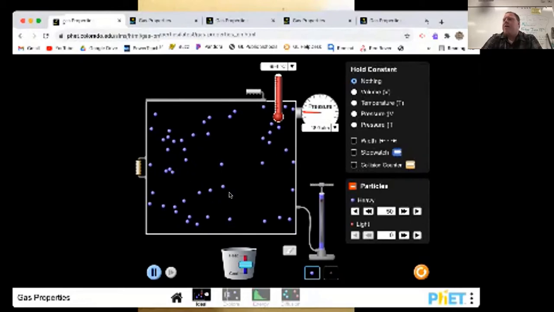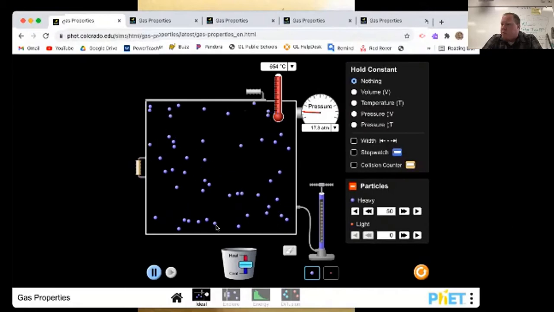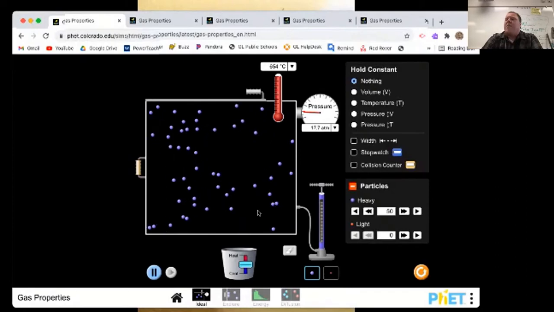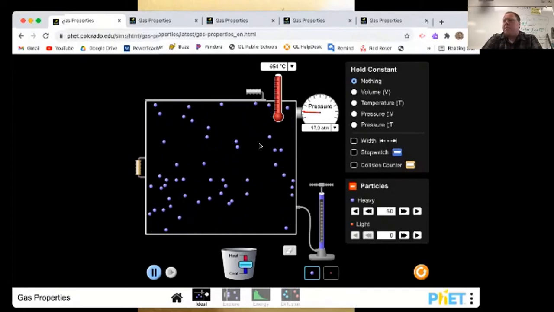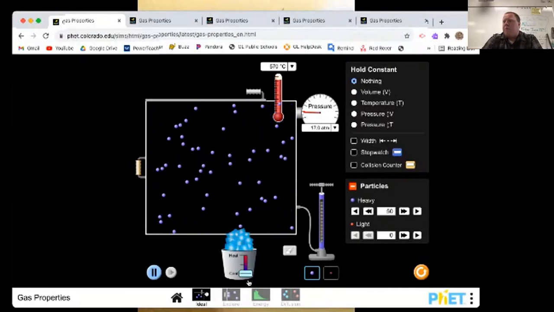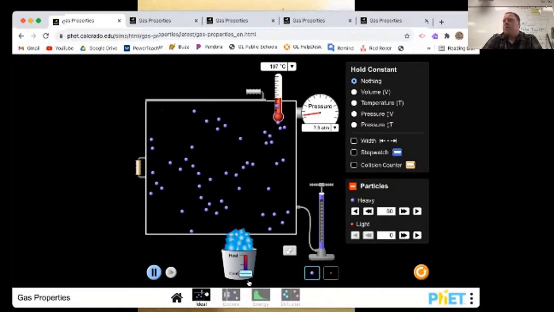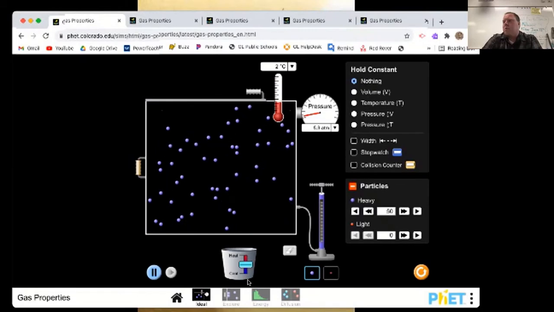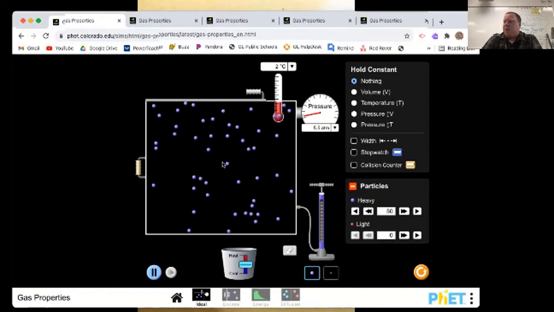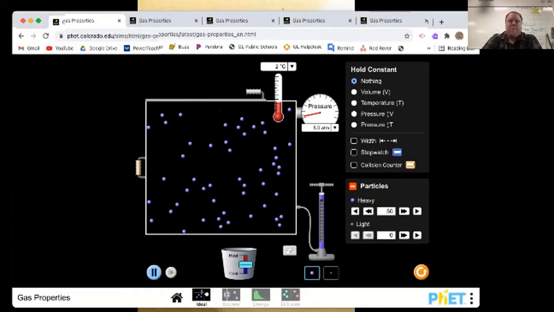Now, if I look at it, not all of them are moving fast. Like here's one, oh, just got bumped. There's one that's moving slowly right there. This one's moving fast. They're all slightly different speeds, but the average speed of these, they're moving a lot faster than they were. Okay. Now, if I were to cool it back down, they slow way, way down. Okay. You get a lot slower. Right? So that's what temperature is. It's basically how fast they're moving around. All right. Questions on that?